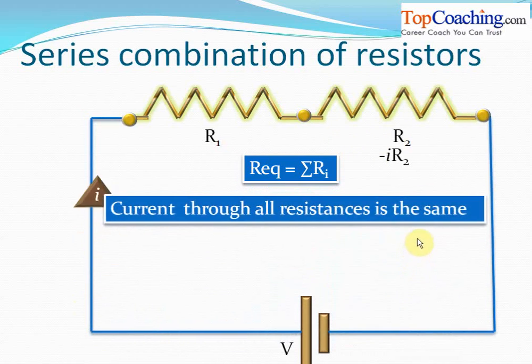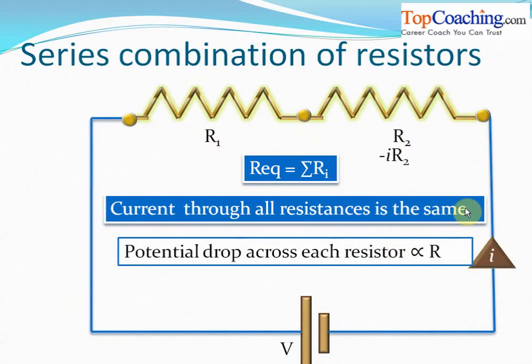The current through all the resistances is the same in case of a series combination. And this is obvious. As you can see, this one wire is leaving the positive end of the battery and it is passing through two resistances and coming back to the negative end of the battery. As you can see, the same current I is flowing through the battery, through R1 and R2. So in series connections, the current through all resistances is the same.